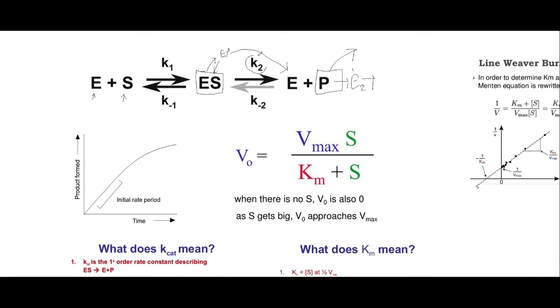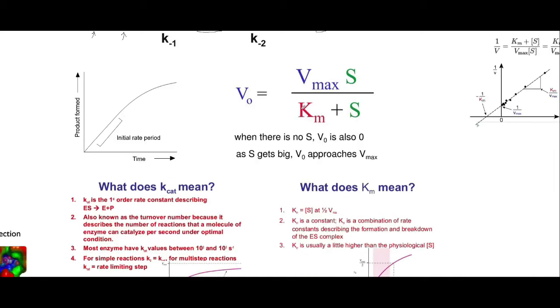So we're looking for the difference between K1 and K negative 1, which is sort of the affinity of the substrate for the enzyme. Let's just go right down to it. This is the Michaelis-Menten equation, and what we're trying to find out is the V max and the Km for the most part.